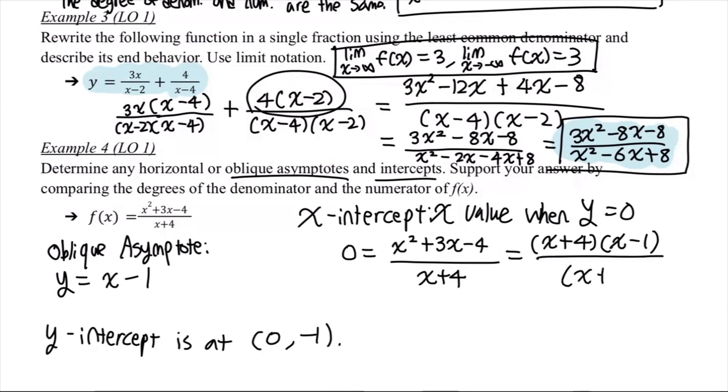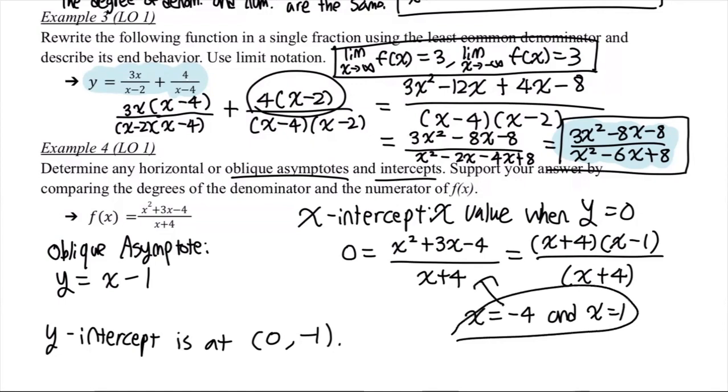So essentially, our x-intercept can be x equals minus 4 and x equals 1, because if we plug these into here, that would make the numerator 0, and therefore the entire fraction 0. However, x equals minus 4 cannot be an x-intercept.